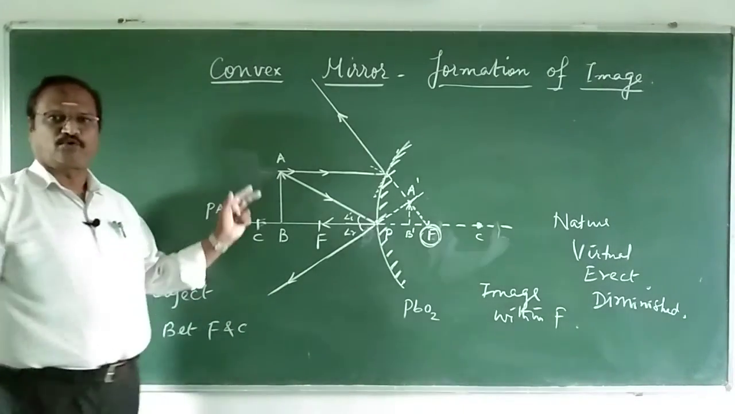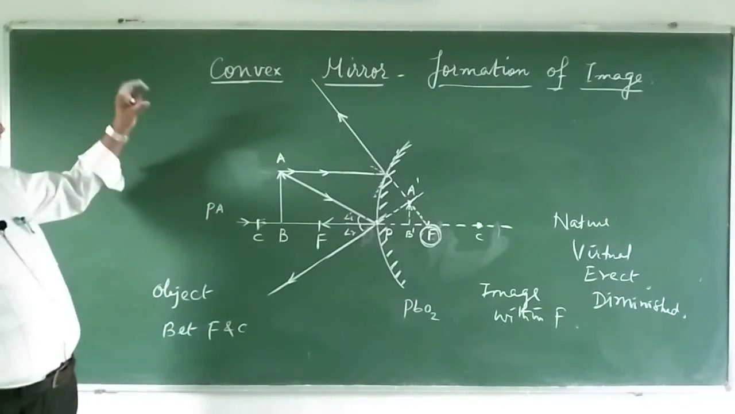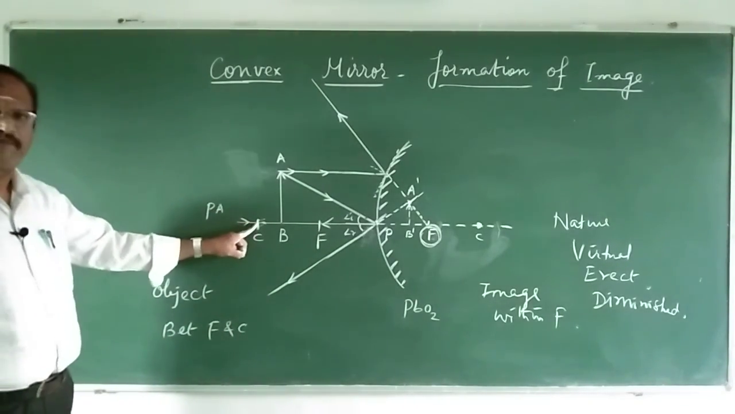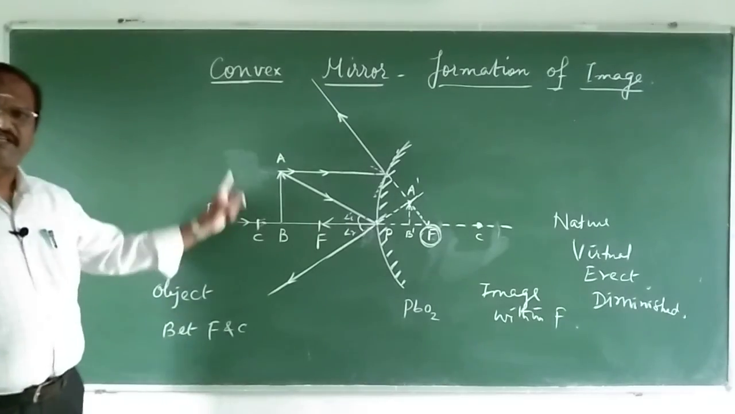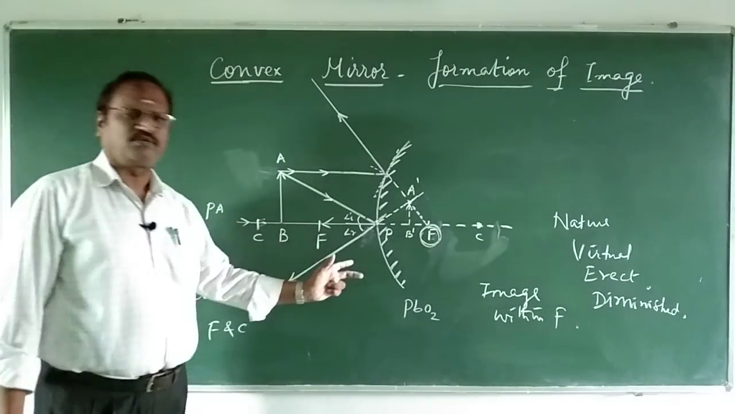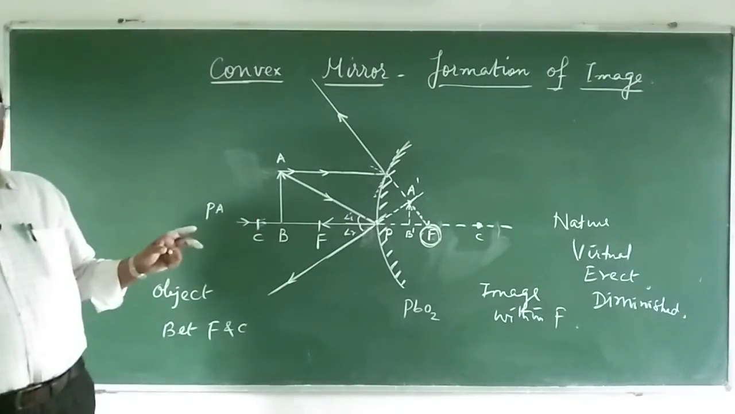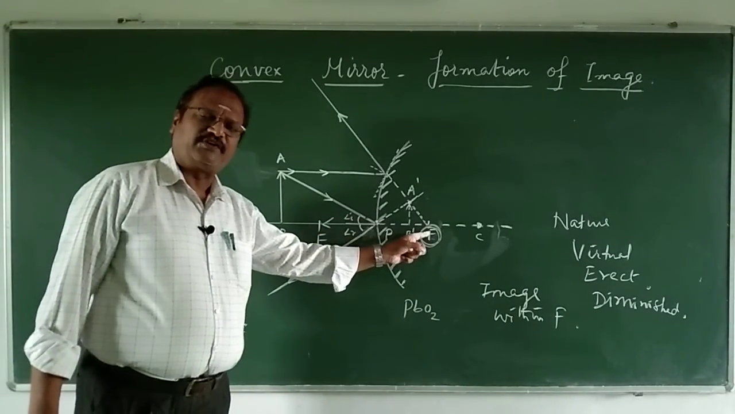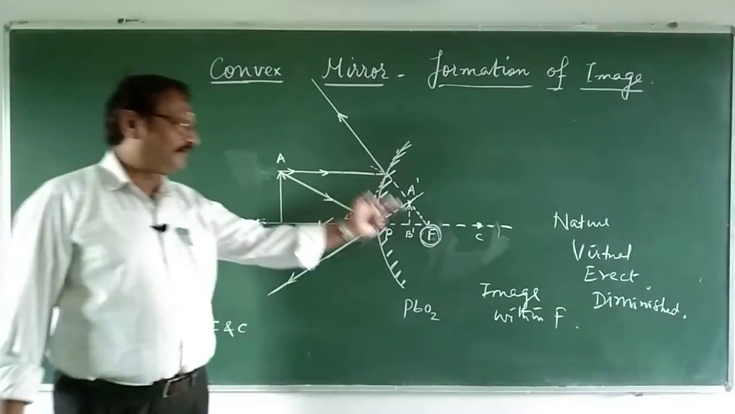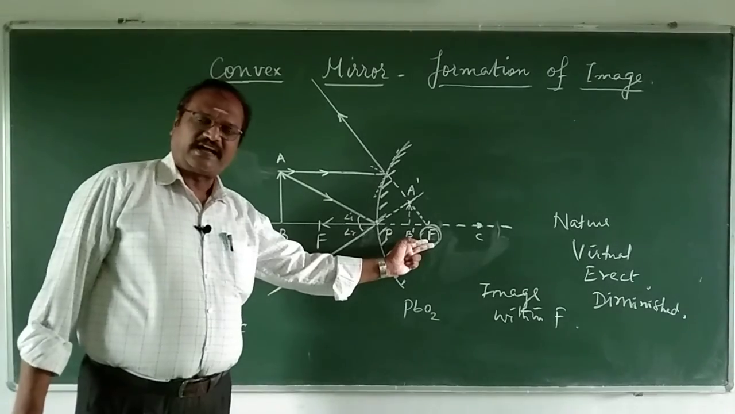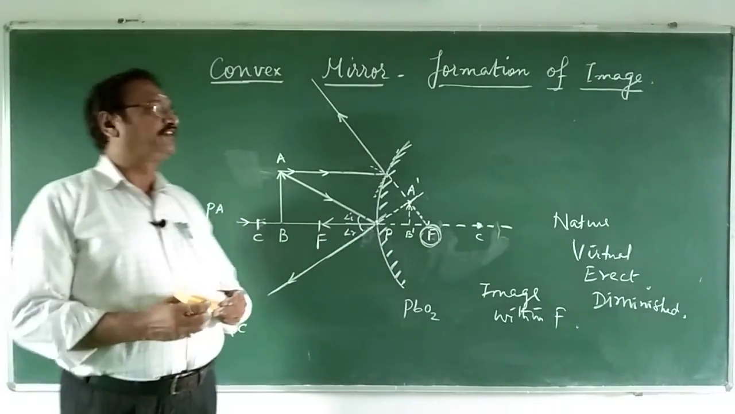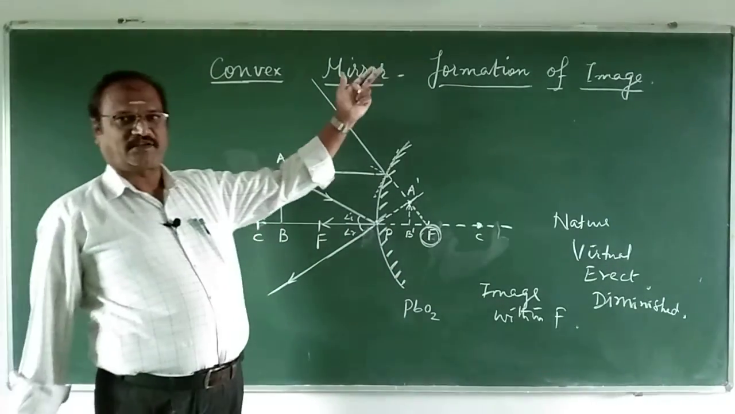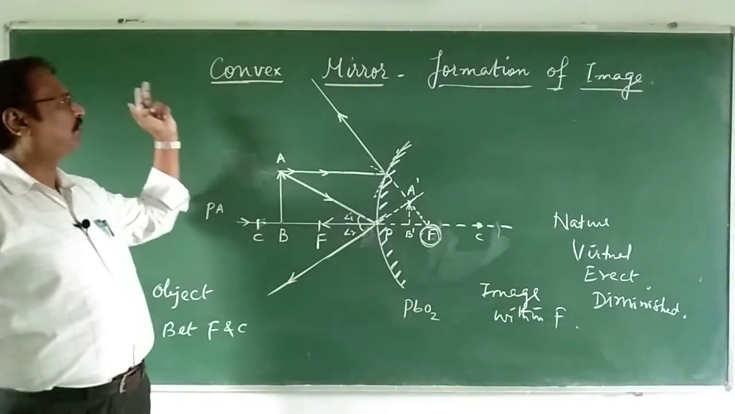So, with this, I hope you are clear. In this, wherever you keep the object, beyond C, at C, between F and C, anywhere you keep it, it will always form within F, right? And if the object is at infinity, it will form at F, right? And this is the whole relationship for the formation of image in the case of a convex mirror.